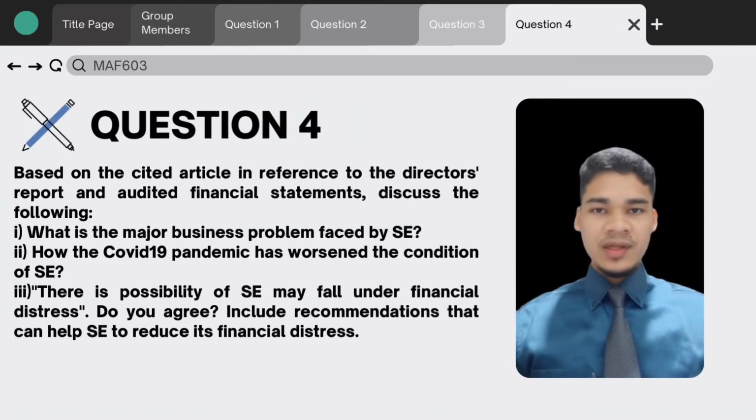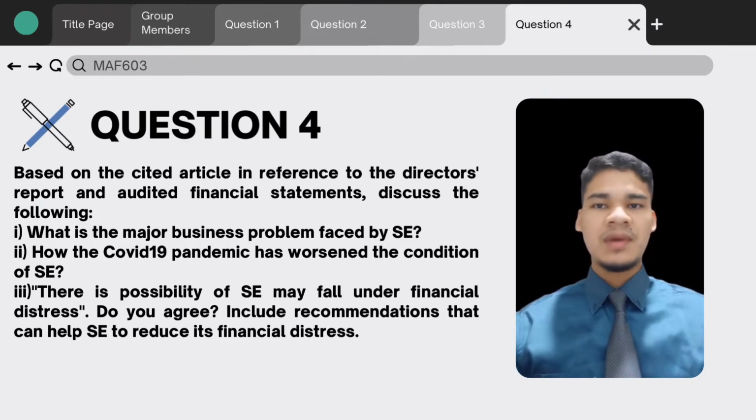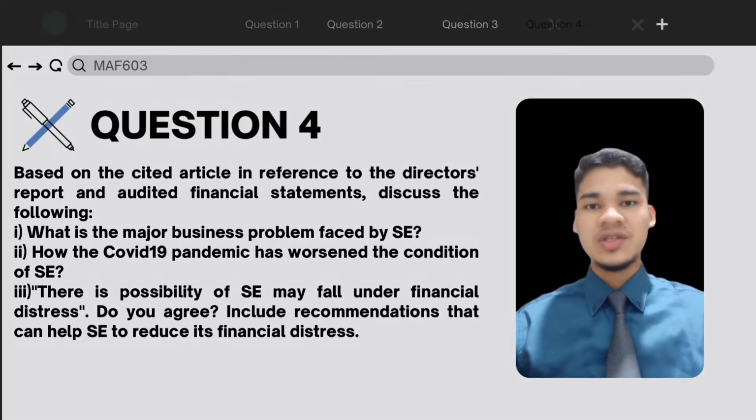In question number 4, there are three problems. First, what is the major problem faced by Sapura Energy? The second one is how the COVID-19 pandemic has worsened the condition of Sapura Energy. And the third one is the possibility that Sapura Energy may fall under financial distress. Do you agree? Include recommendations that can help Sapura Energy reduce its financial distress.